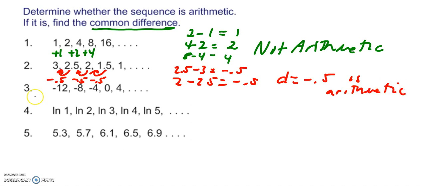So what I'd like you to do is please try 3, 4, and 5 and determine if each is arithmetic or not. Please pause now.